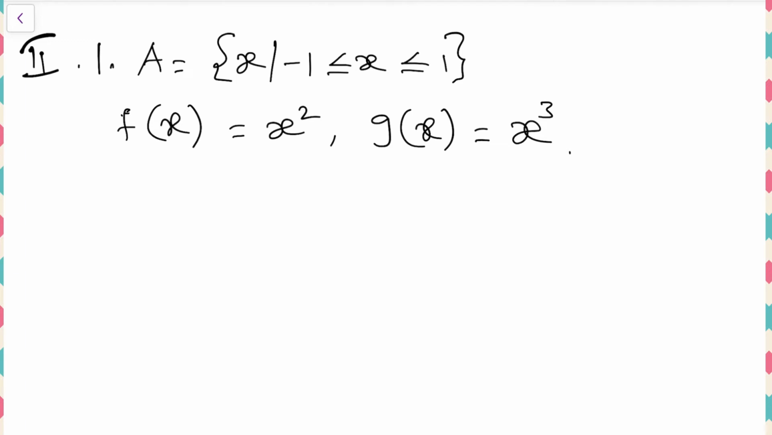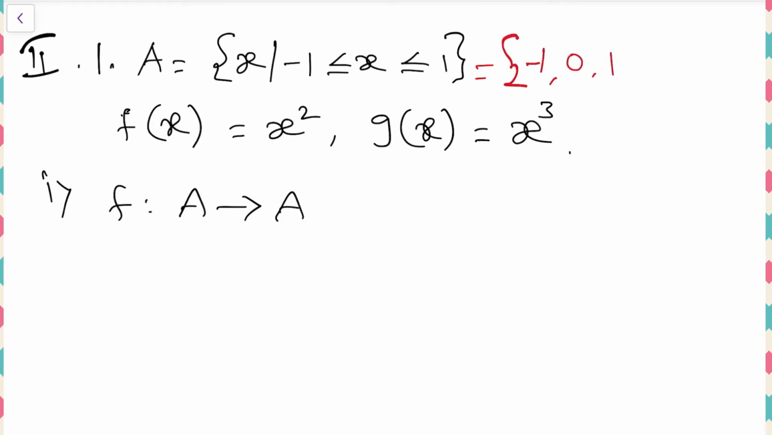The first question he gave is f is a function from A to A. He is asking that we need to check whether it is a surjection or not. Surjection is nothing but an onto function, that is, the codomain is exactly equal to the range. Okay, let us check it out now. Set A he gave as x such that -1 ≤ x ≤ 1. So it means -1 and +1 are included. So -1, in the middle 0, and then +1. Set A = {-1, 0, 1}.